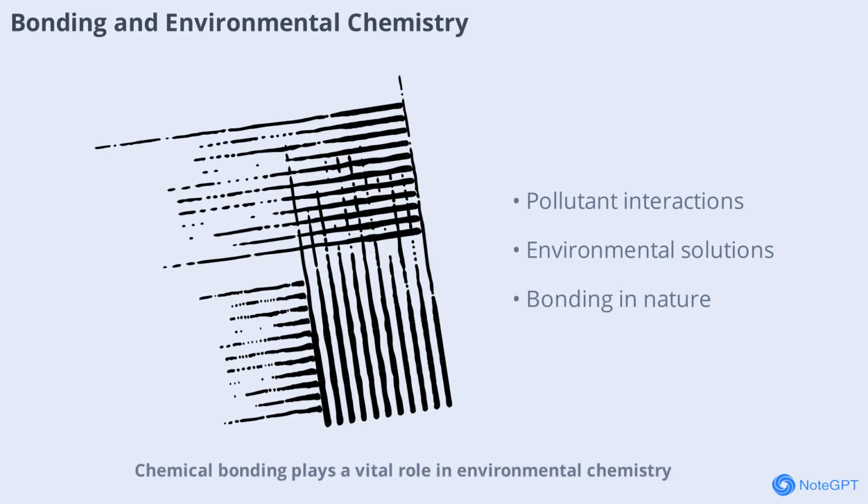Chemical bonding plays a vital role in environmental chemistry. The way pollutants interact with air, water, and soil depends on their bonding. Understanding these interactions helps scientists develop methods to clean up pollution and protect the environment. From greenhouse gases to water treatment, chemical bonding is at the heart of many environmental solutions.